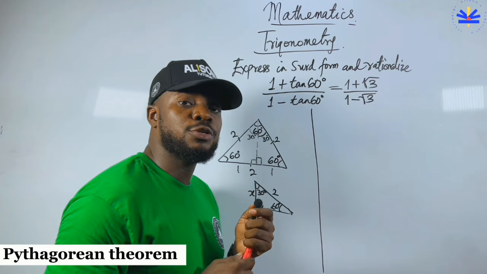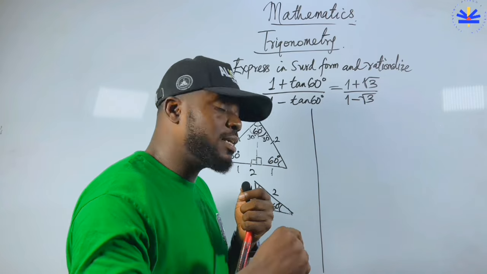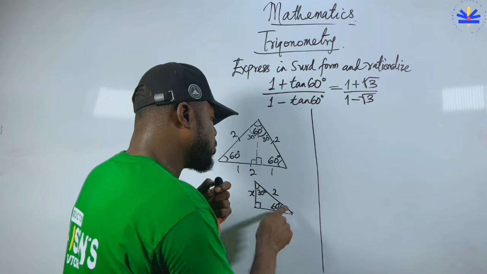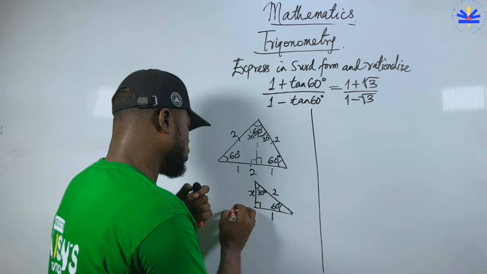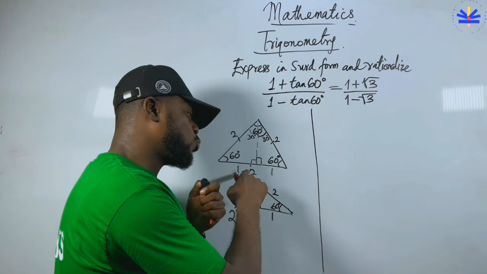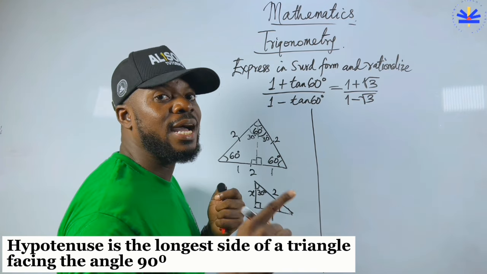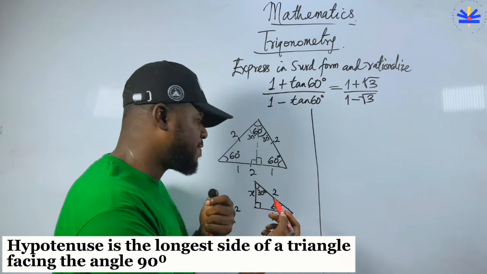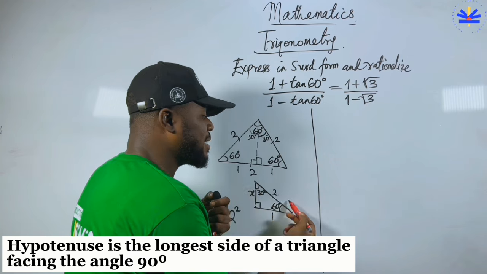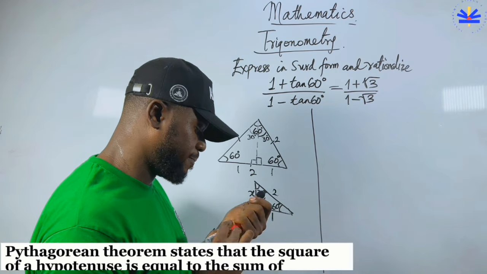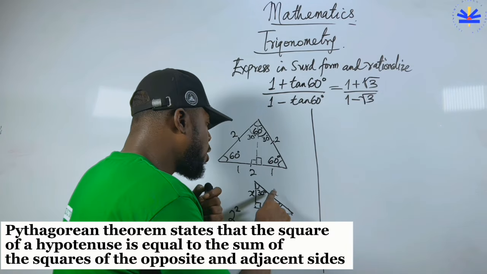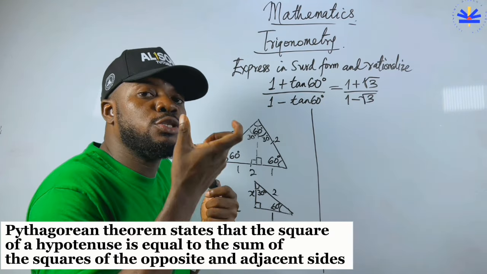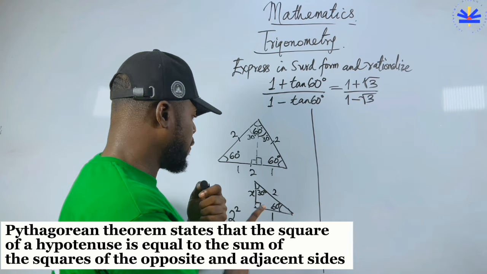What is Pythagoras theorem? Pythagoras theorem says the square of the hypotenuse, that means 2 squared. The hypotenuse is the longest side. How do you know it is the longest side? It is the side that faces the 90 degree angle. Any side that faces the 90 degree angle is the hypotenuse, the longest side.